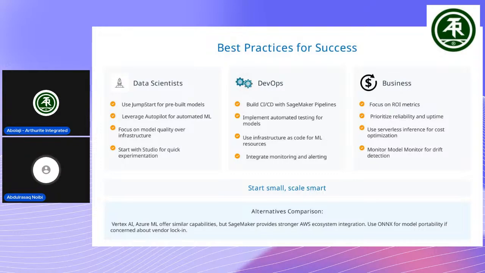And then you also integrate monitoring and alerting. And then for business, you prioritize reliability and uptime, which is very important. Use serverless inference for cost optimization, and then you monitor the model for drift detection, right? Which is very, very important as well.